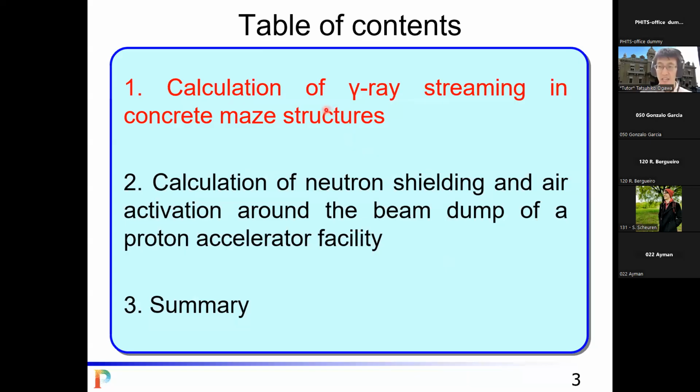This lecture is composed of two steps, briefly. First, calculation of gamma ray streaming in concrete maze, and the second half is dedicated to calculation of neutron shielding and air activation around the beam dump of a proton accelerator facility. Let's try gamma ray streaming at first.